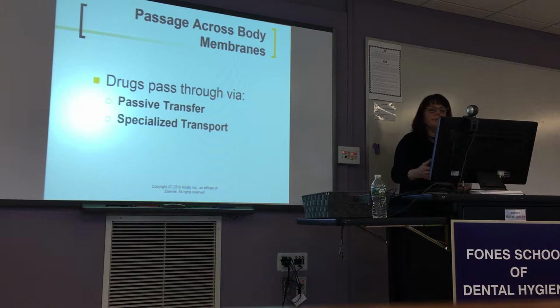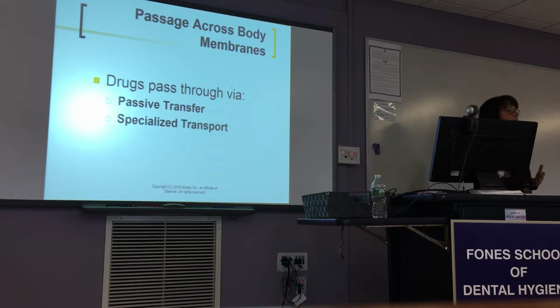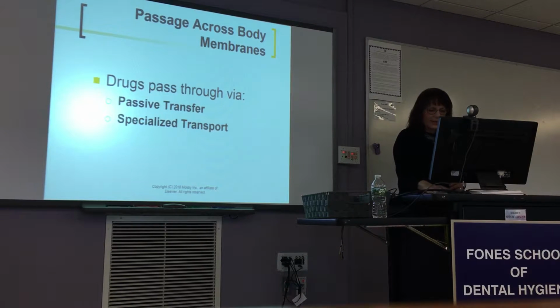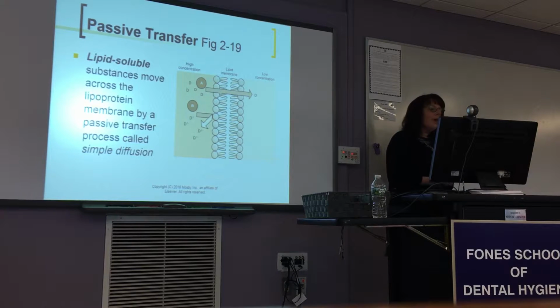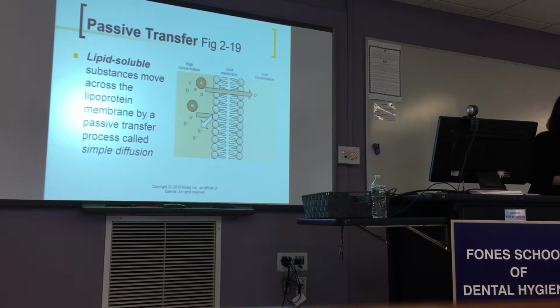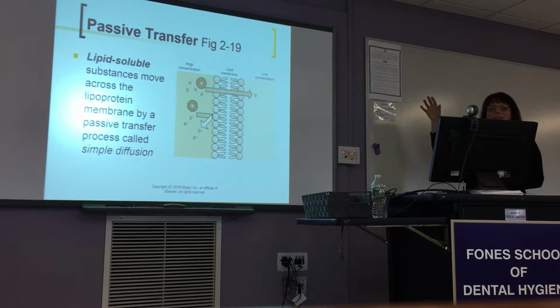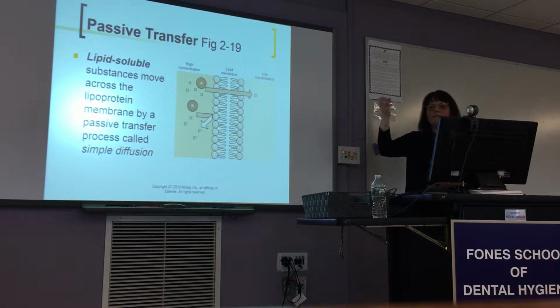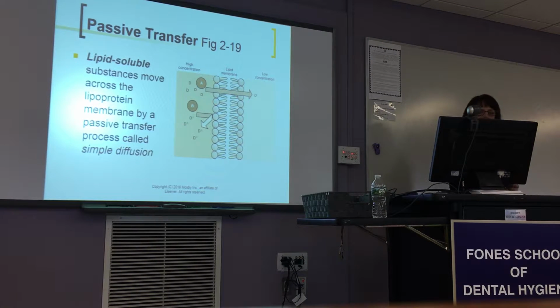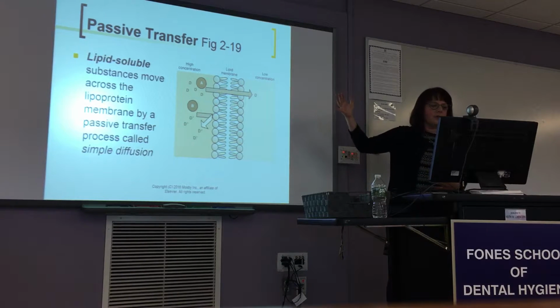Okay. So remember, they can pass through passively, or through specialized transport. There are different ways that it happens. What we know about substances that move through there, including drugs, is that the more lipid soluble, the more they have an affinity for fats, lipid soluble substances, they move across that lipoprotein membrane more easily and through that simple diffusion. We know what diffusion is.